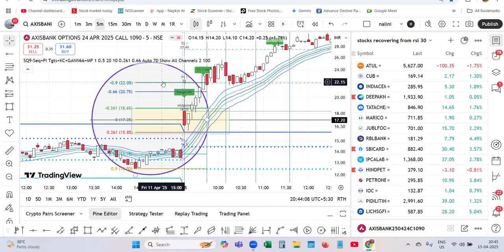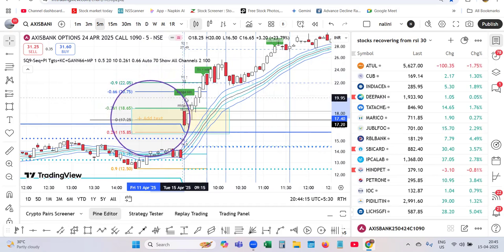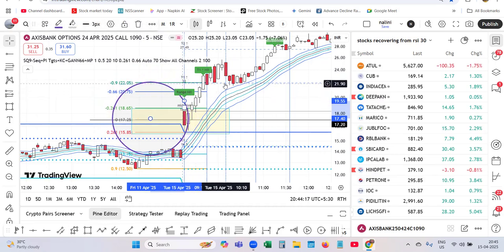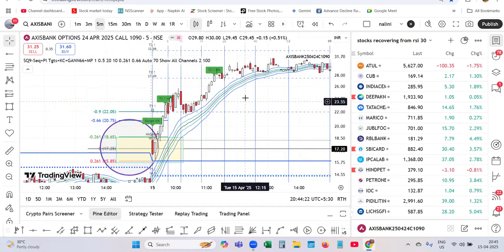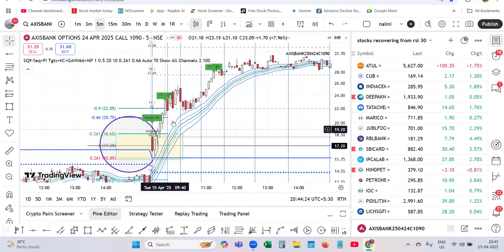It came up to the 0.90 minus, this is the circle boundary. It came up to this, and then it took a support and it rallied further. So this is how you need to see the price action immediately. And also, if you notice here, during the time period of 1 hour, it rallied even up to 25 rupees.